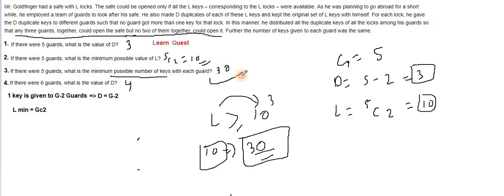In a general way also I can write, since I am just answering all the questions generally. First question, if the number of guards was not given, they are saying G, then the value of D is nothing but G minus 2. Second question, the answer is GC2. Third question's answer would be nothing but GC2, that is the number of locks, into the number of duplicates, GC2 into D. And fourth question is again D, that is G minus 2. So this is the general value.